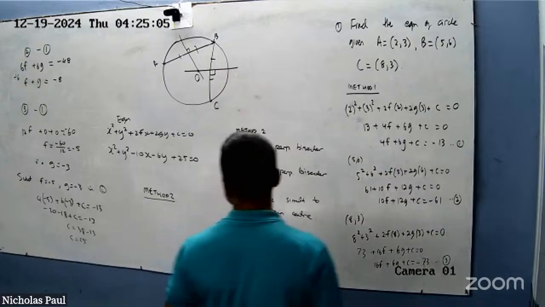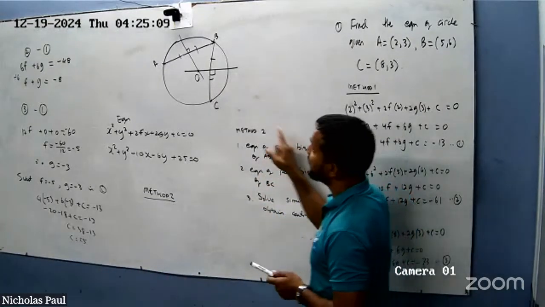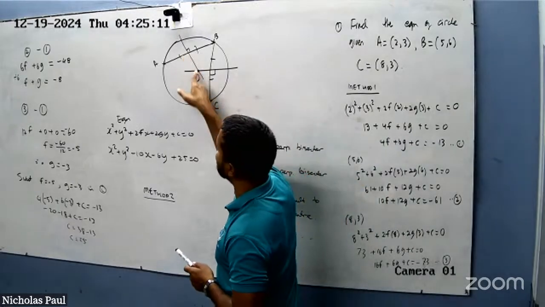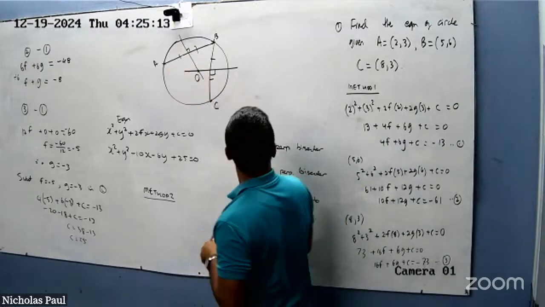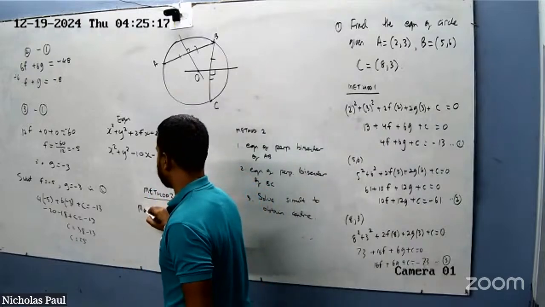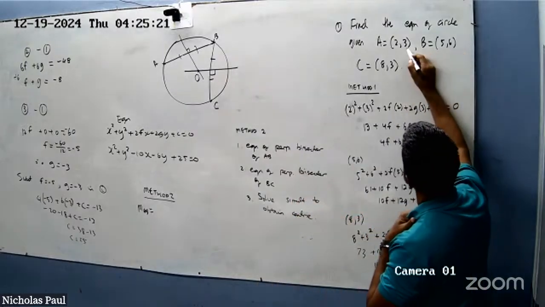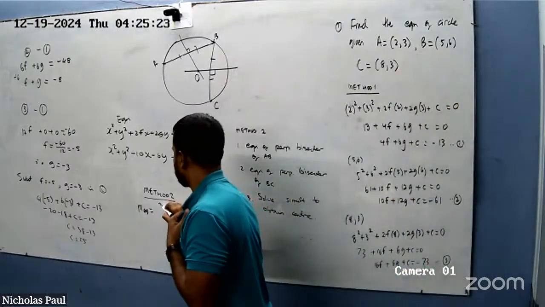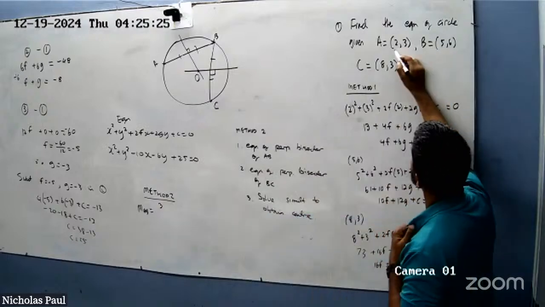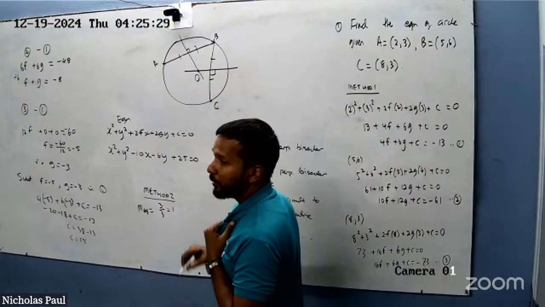All right, so method 2, we had to get the perpendicular bisector, right? The first thing we need is the midpoint and the gradient of this line. I'm going to get the gradient of AB first. The gradient of AB will be 6 minus 3 over 5 minus 2. So the gradient is 1.